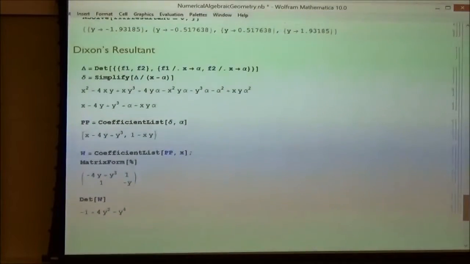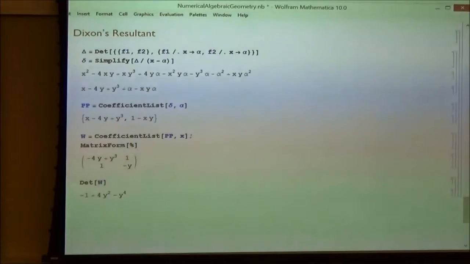Okay. And the Dixon resultant is doing this. You do the determinant by substituting F1 by X by alpha, and X2 also X by alpha. So you get the determinant, and then you get the delta, and then you find the coefficient of delta in terms of the variable alpha. For this case, we only have one alpha, so you get a 2 by 2 matrix.